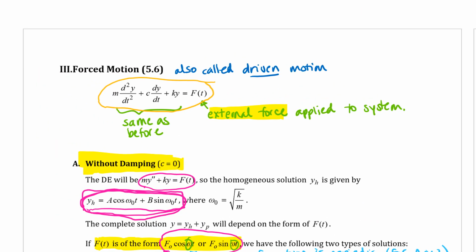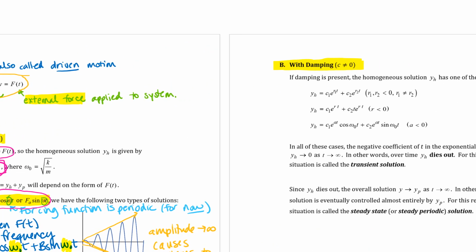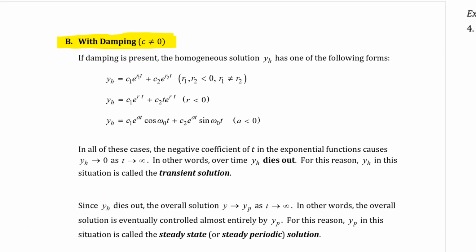So we had the basic spring mass model for the left side of the differential equation, and then the forcing function is that external force applied to the system that's on the right side of the differential equation. And last time we looked at what happens when there is no damping, when C is equal to 0. And so for this video, we're going to look at what happens when we do have damping, when C is not equal to 0.